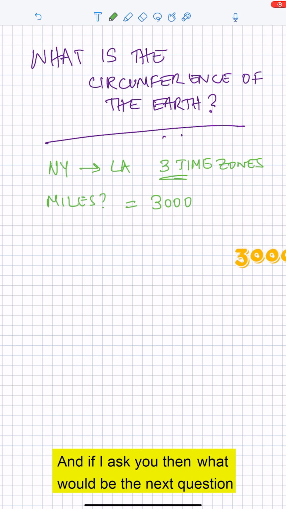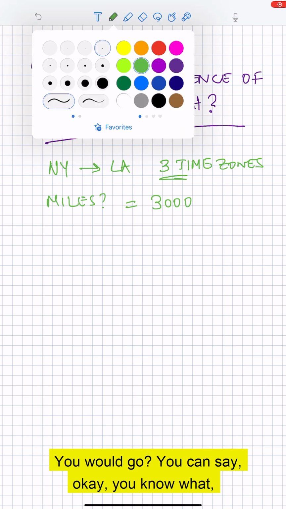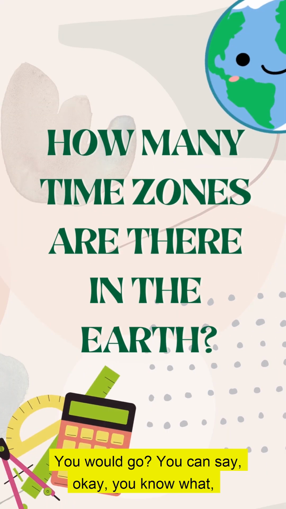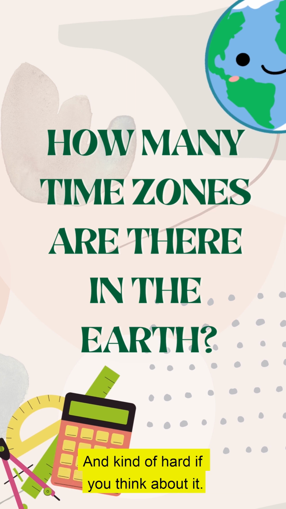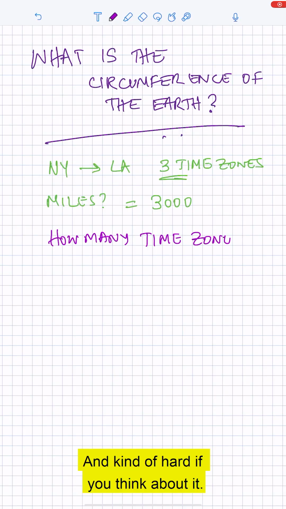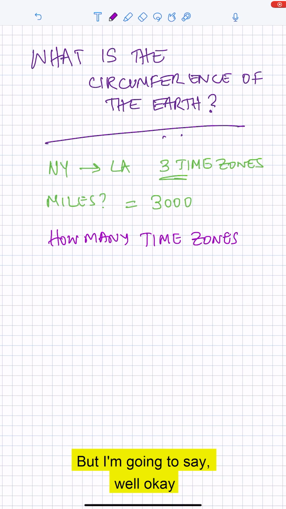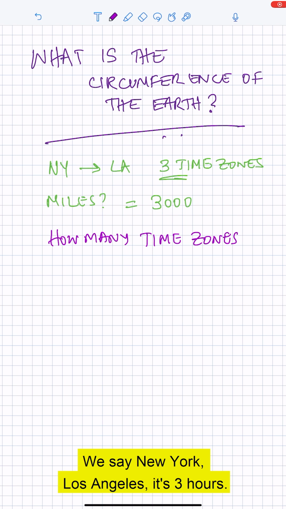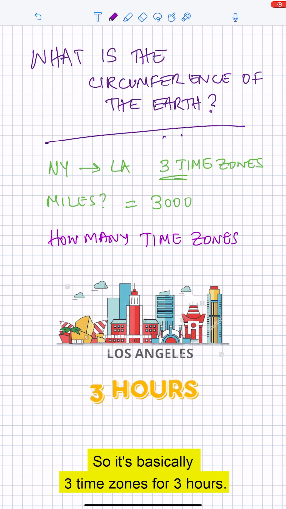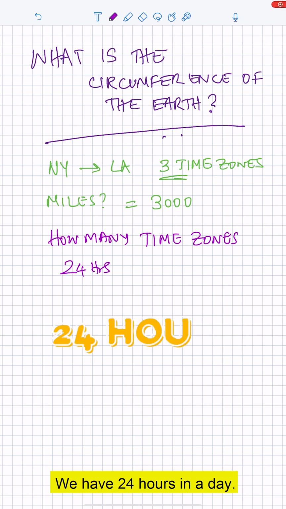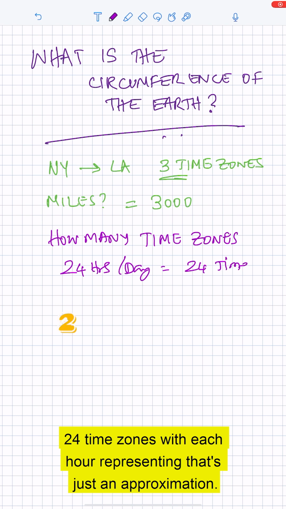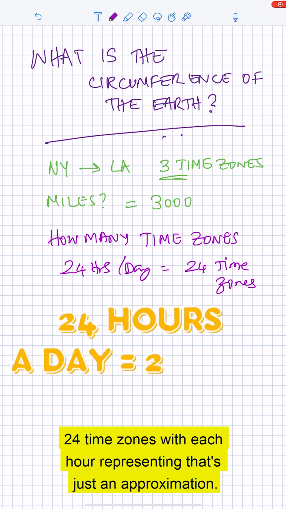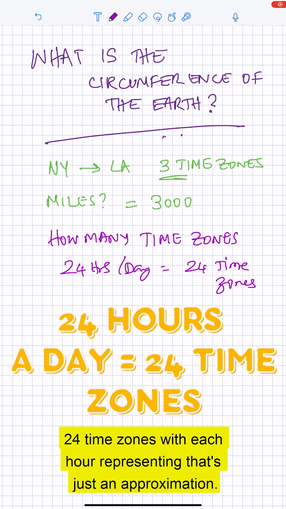And if I ask you what the next question would be, you can say, okay, how many time zones are there in the world? It's kind of hard if you think about it, but New York to Los Angeles is 3 hours, so it's basically 3 time zones for 3 hours. We have 24 hours in a day, so we can say maybe there are 24 time zones, each representing an hour. That's just an approximation.